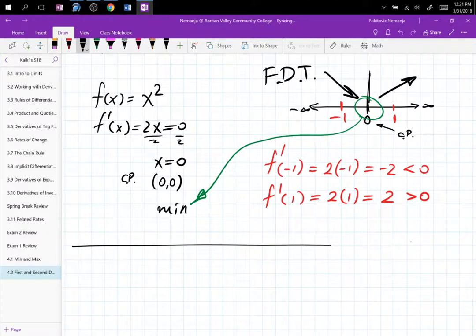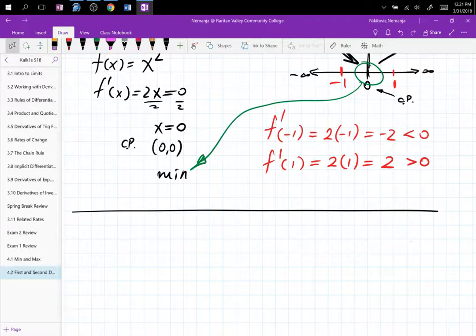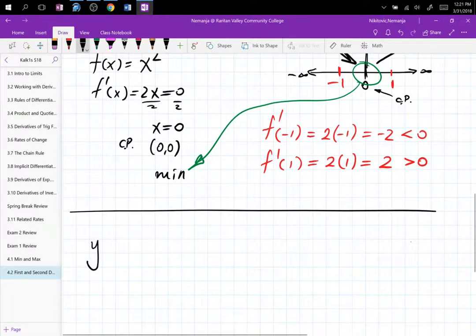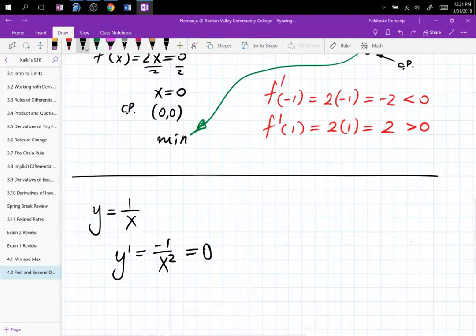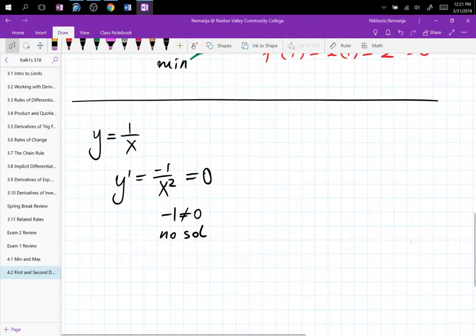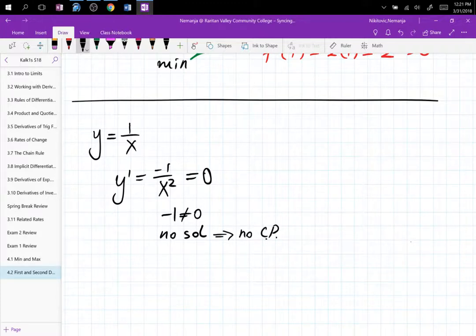Let's take a look at another example. What should we use? How about y equals 1 over x. Okay, so the derivative is negative 1 over x squared. Set that equal to 0. And we get negative 1 does not equal 0, no solution. Now, what do we know if there's no solution? No solution means no critical points, and that means no min-max.